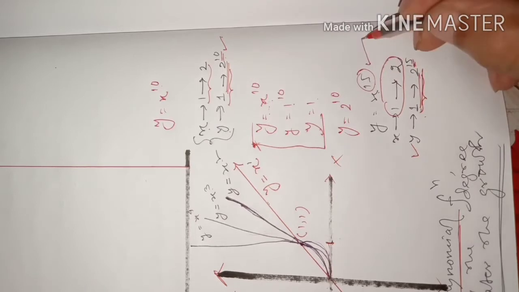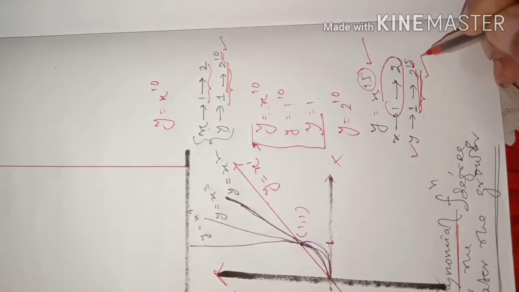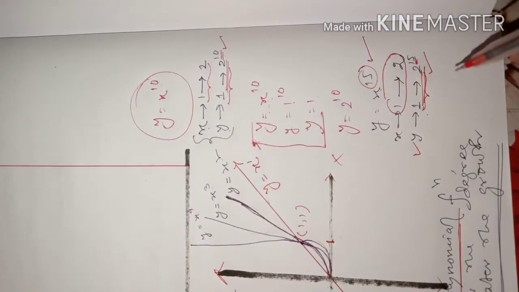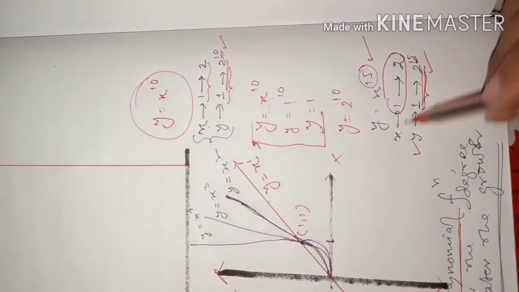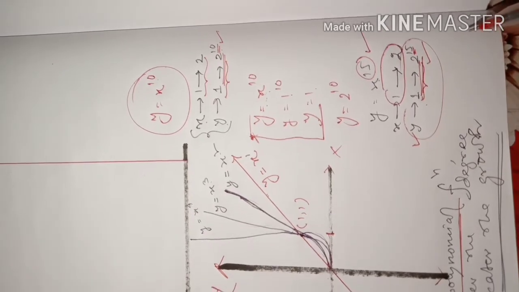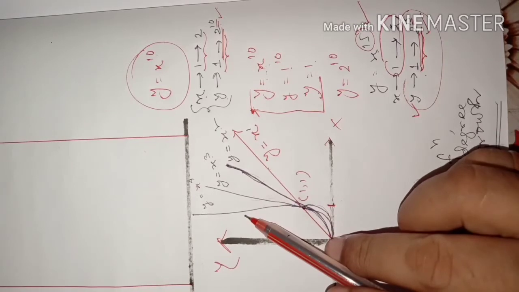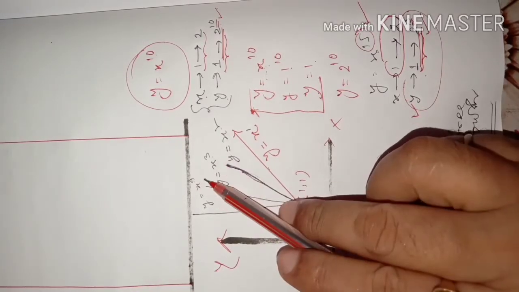So the higher the degree, the faster the growth. The higher the degree of a polynomial function, the faster the growth of the function. Got the idea? So that's why we can see a steeper graph for a higher degree polynomial.